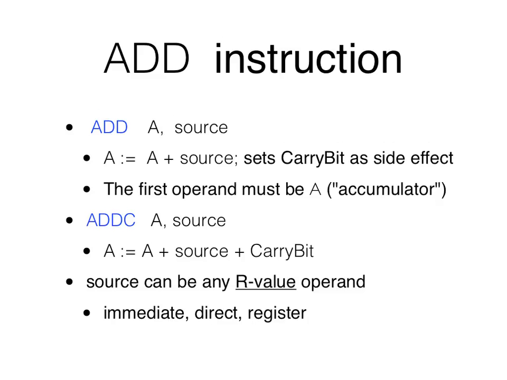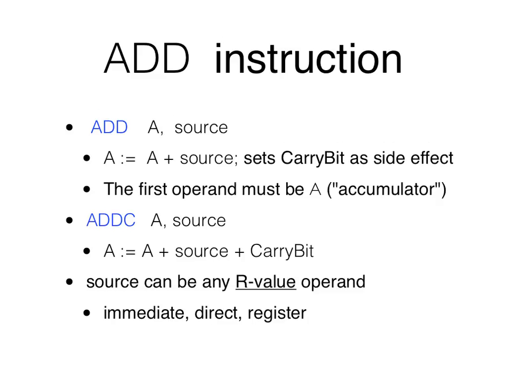Okay, so that was just move, but the rest are actually more fun. Add instruction. So add has a format of A, comma source. What does that mean? That means A gets A plus source. Source could be again one of those. Could be immediate, could be register, could be direct address, and all that.